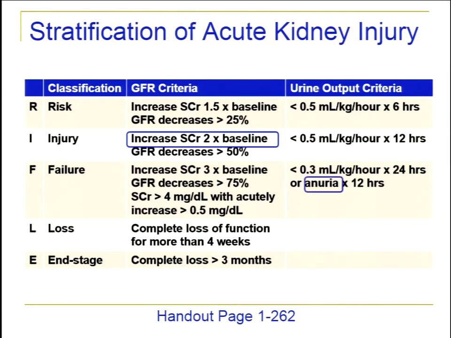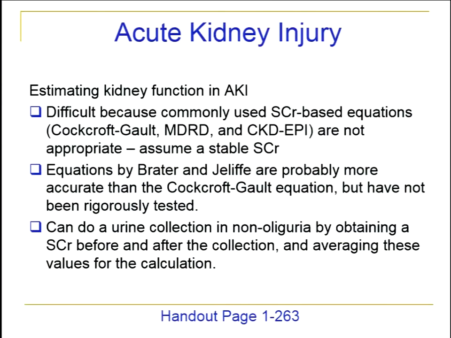If we also look at urine output, they are anuric, but they haven't had it long enough to meet the criteria for acute kidney failure. If it persists for another 6 hours, then we could reclassify the patient. But clearly the patient has acute kidney injury.